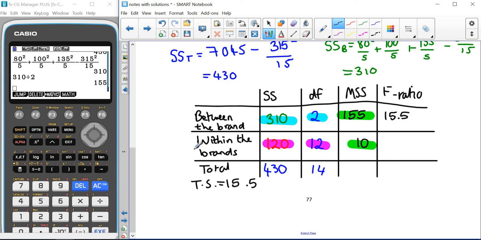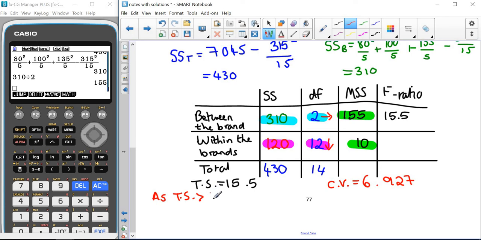So in our formula booklet, we're looking at page 21, where it says F distribution P equals 0.99. And we're going to go across by the degrees of freedom between the brands and down by the degrees of freedom within the brands. And it's very important that you get this the right way around, otherwise you're going to end up with the wrong critical value. So we're going across 2 and down 12, which gives us 6.927.